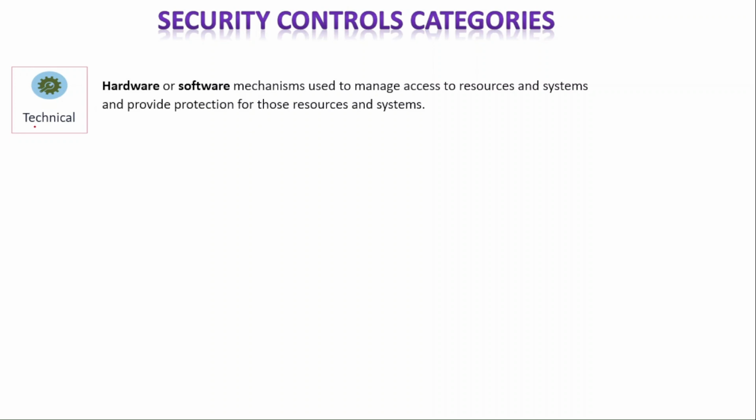The first category is technical, and that is the hardware or software mechanism used to manage access to resources and systems and provide protection for those resources and systems. So the keyword here is technical or technology. These are implemented through technology, including software and hardware. For example, an example of hardware may be a router or a firewall, and for software you can say an antivirus on a server or on a PC as an example of a technical control.